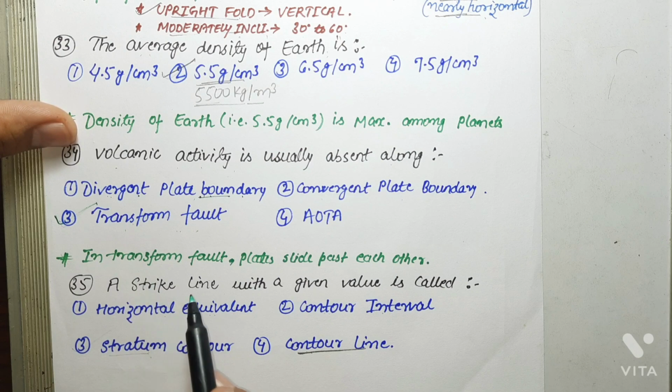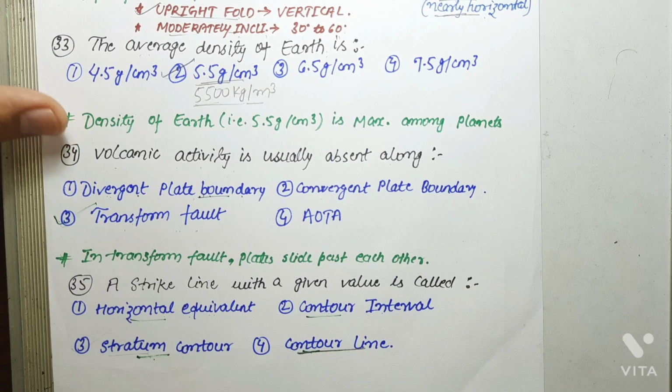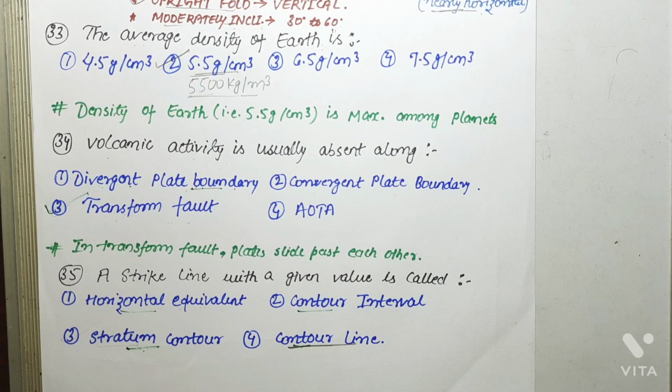Next question is, a strike line with a given value is called. So basically this is asking about definition. If you know the definition of all these terms, that is horizontal equivalent, contour interval, contour line and stratum contour, you can easily answer this question. So first let's go with contour line.